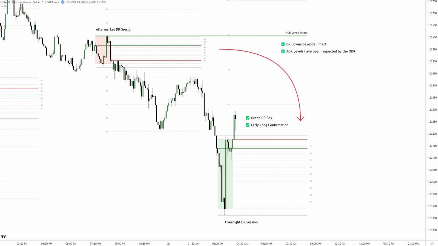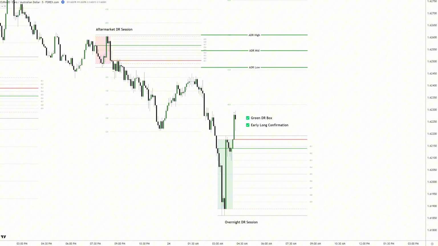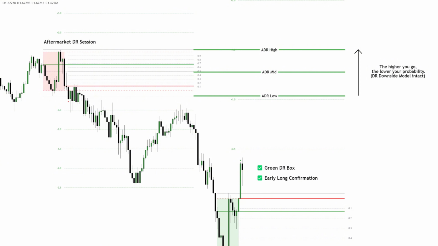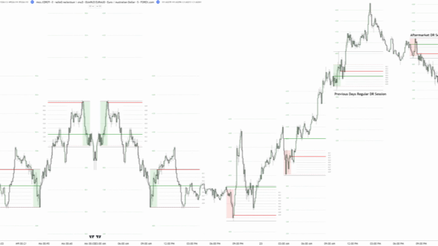Given this, what are our expectations? We need to be selective with our targets, as the ADR levels could act as barriers for price. The higher the target, the lower the probability, something to keep in mind. A key detail here is that the 1 standard deviation level nearly lines up with the ADR low, and the 1.5 standard deviation level aligns precisely with the ADR highs.